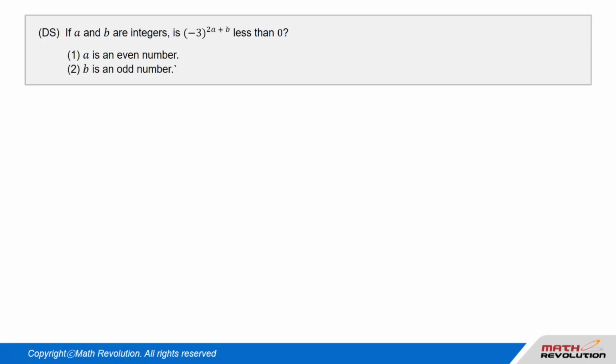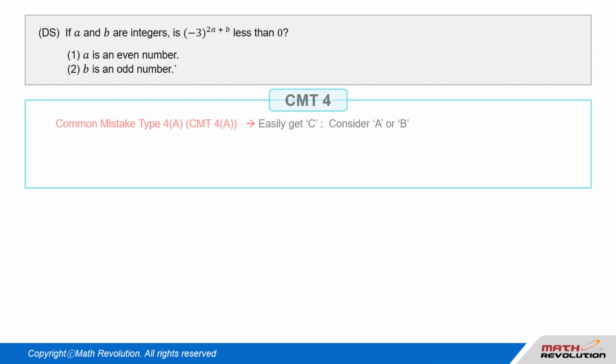Question 2. DS. If a and b are integers, is (-3)^(2a+b) less than 0? Condition 1. a is an even number. Condition 2. b is an odd number.